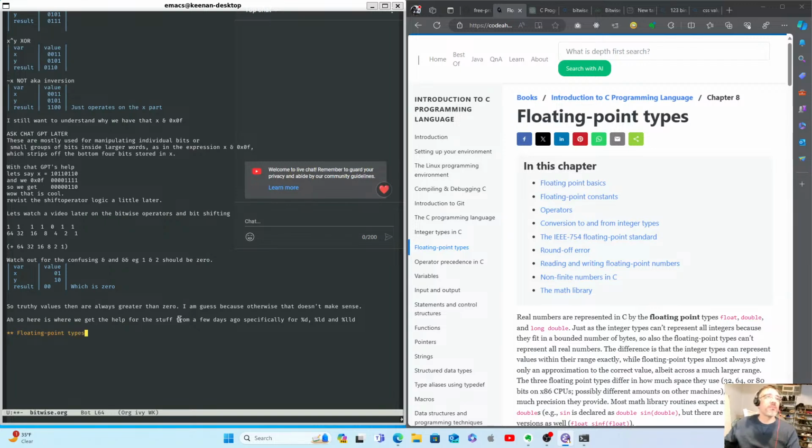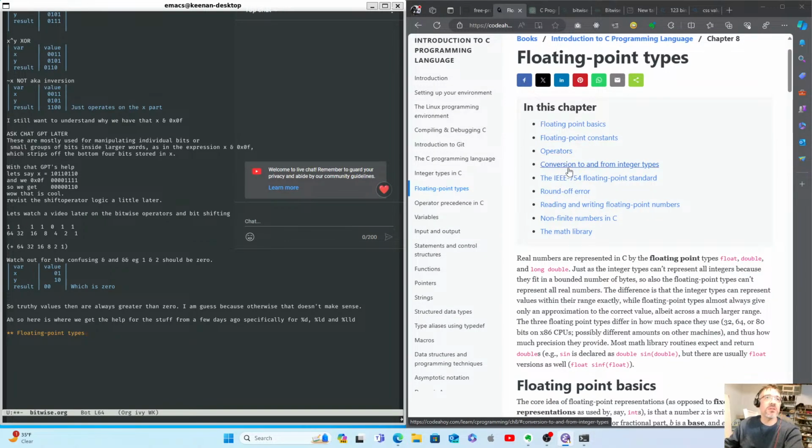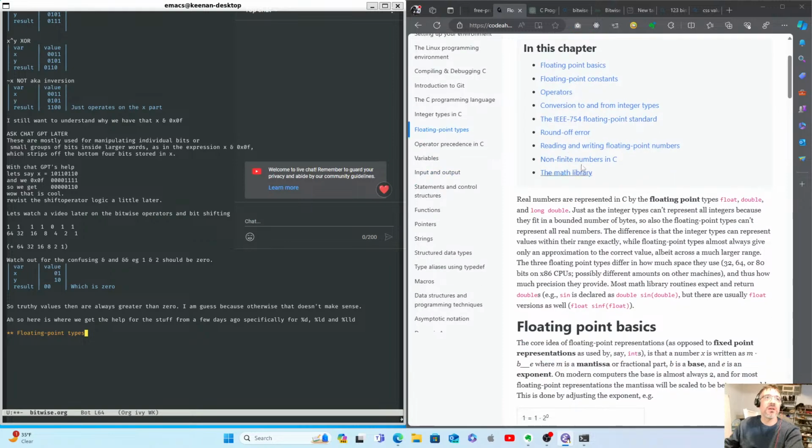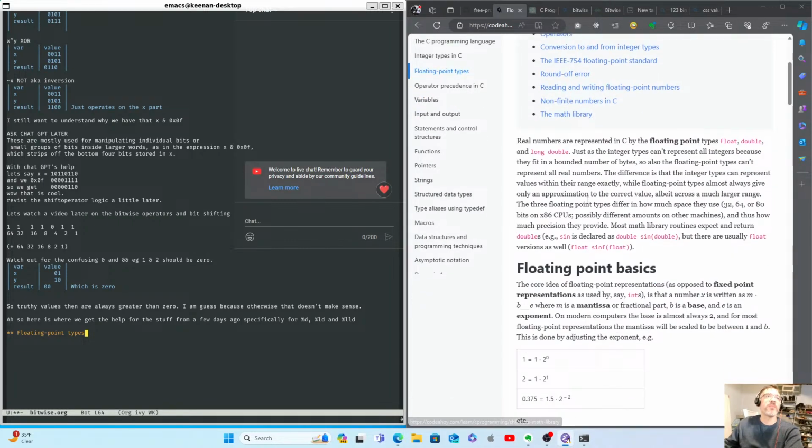Begin the stream. In this chapter, we learn floating point basics, floating point constants, operators, conversion to and from integer types, the IEEE-754 floating point standard, round-off errors, reading and writing floating point numbers, non-finite numbers in C, and the math library.